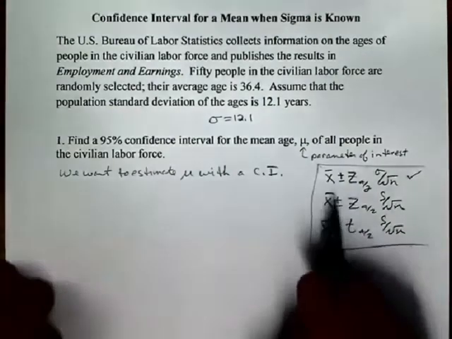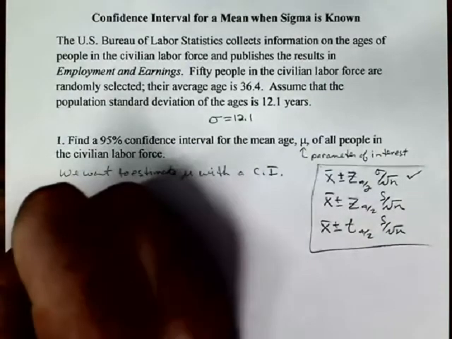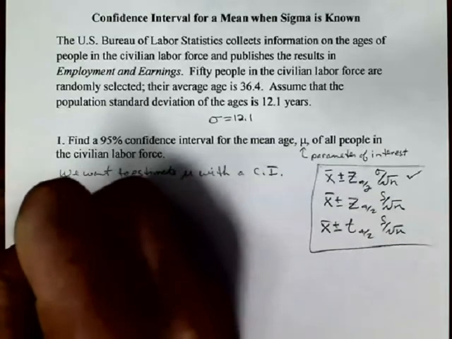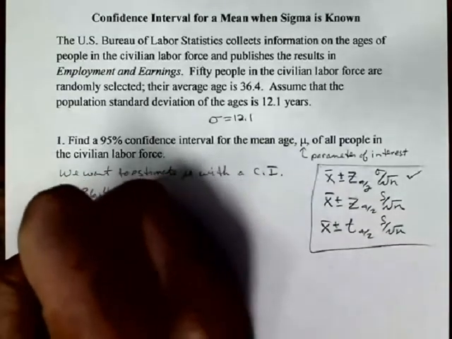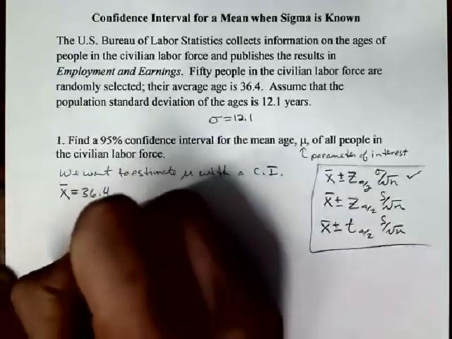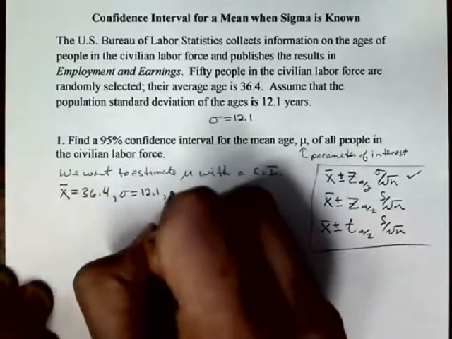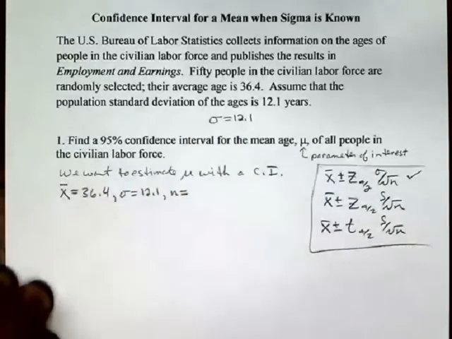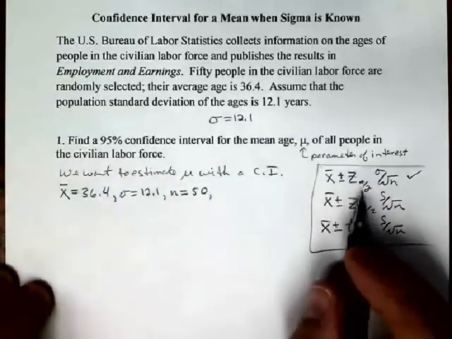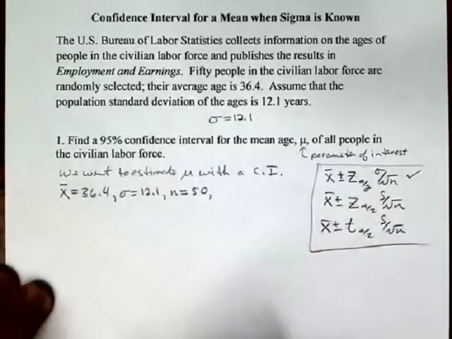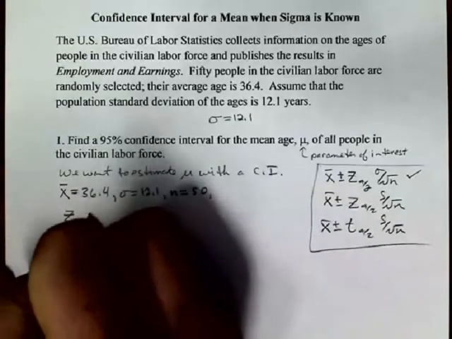So what we need are just really 4 pieces, and the arithmetic is really pretty straightforward. The first piece here is from the sample. We see that the sample mean is 36.4. And we also know that 12.1 is given. We also know that n, the sample size, is 50. And the other trick here is getting at z sub alpha over 2. That may take a little more work. But z sub alpha over 2, what is that?